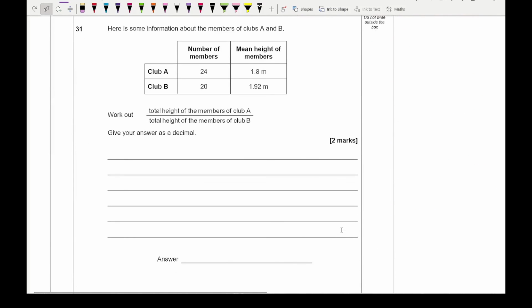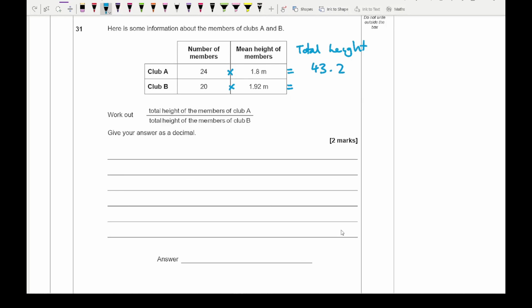Then moving on to our last question, it says here is some information about the members of clubs A and B. It says work out the total height of the members of club A over the total height of members in club B. Give your answer as a decimal. So here the total height is going to be multiplying these numbers together. So here we've got 24 times 1.8, and that gives us 43.2.